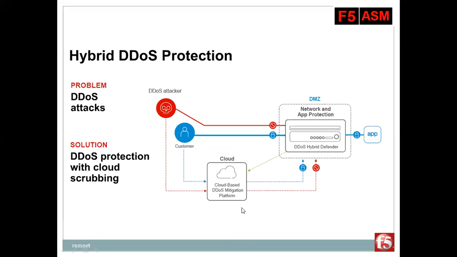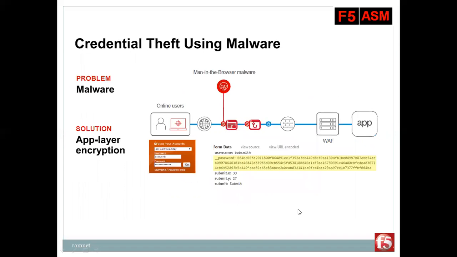Data protection with cloud scrubbing. A cloud-based DDoS mitigation platform has been there. With that, we will be able to do the hybrid defender and the network and app protection, which is kept on the DMZ platform. So whoever is coming as a legitimate user will get the go-ahead, and the attacker and other people will not be allowed at all. Even if you come through the cloud or through your own network to attack your systems, it's not possible.